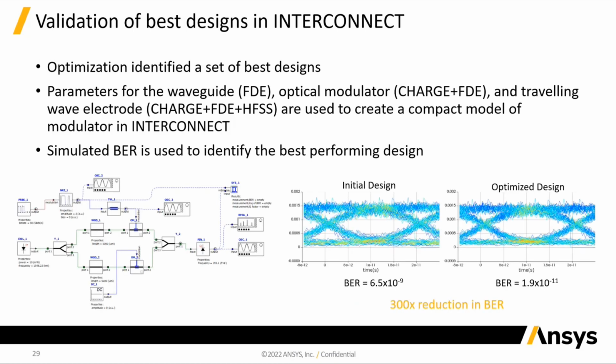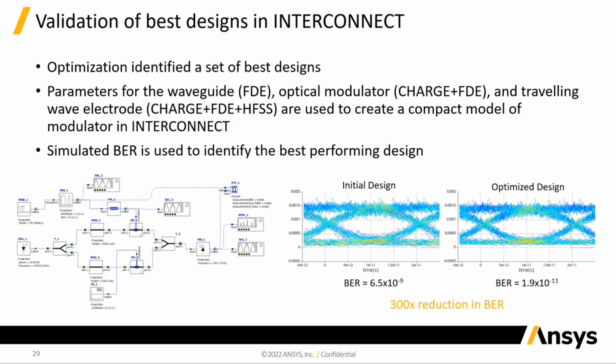Okay, and when we finish the optimization, we can identify the best designs. The parameters of the waveguide, optical modulator, and the traveling wave electrode are used to create a complex model of the modulator in INTERCONNECT. So the simulated bit error rate is used to identify this. We can see the diagram and we can choose which has the best performance for this design. Yeah. So if we get that, we have finished the modulator simulations, and we can choose the best performance model.